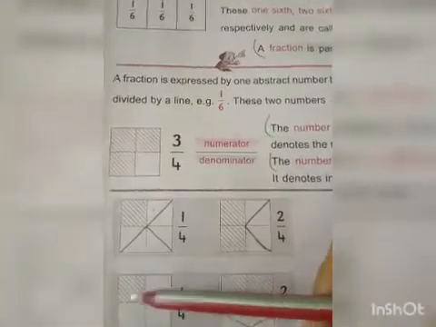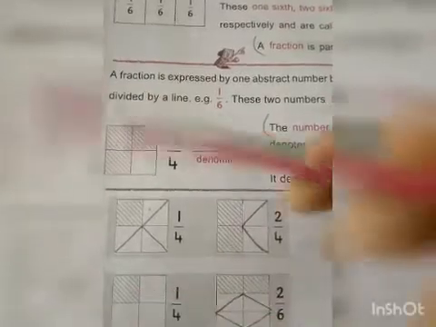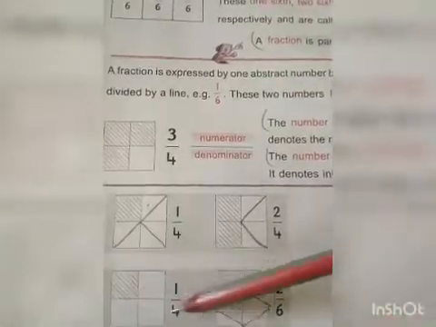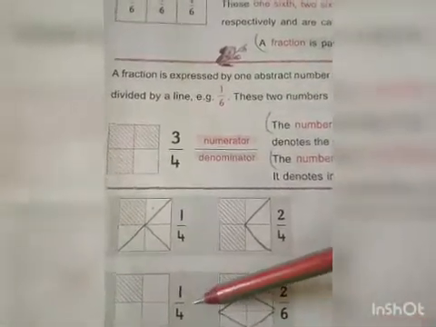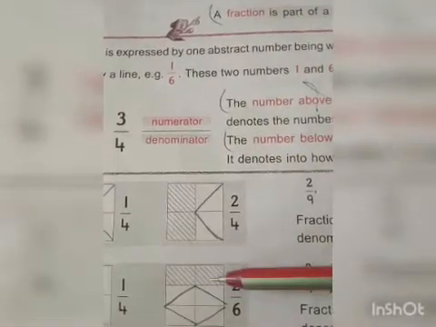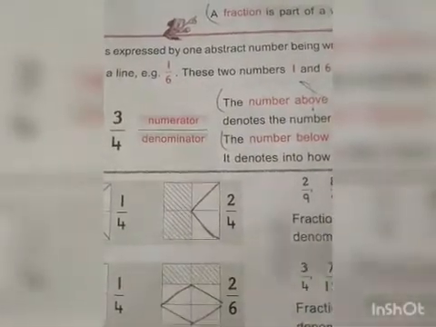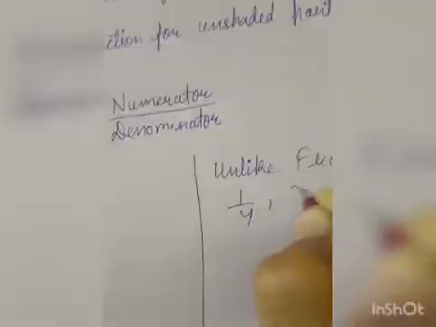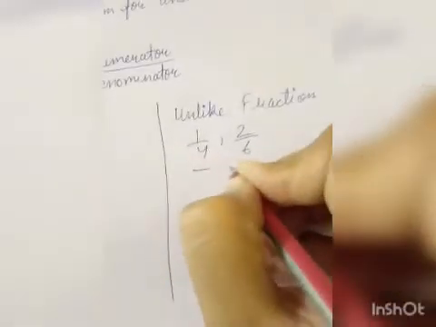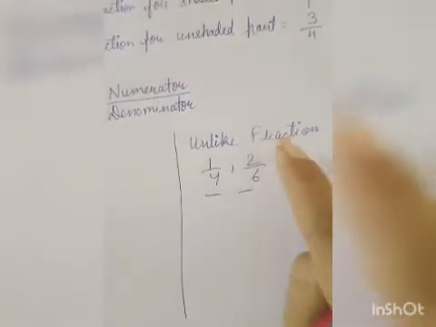Here there are 4 parts, 1 2 3 4. One part is shaded, so its fraction will be 1 by 4. In another one we have 6 boxes, 1 2 3 4 5 6. Out of them 2 are shaded, so how much is left? 4 boxes left, so the fraction for this will be 2 by 6. So 1 by 4, 2 by 6, the denominators are different, so these are unlike fractions.